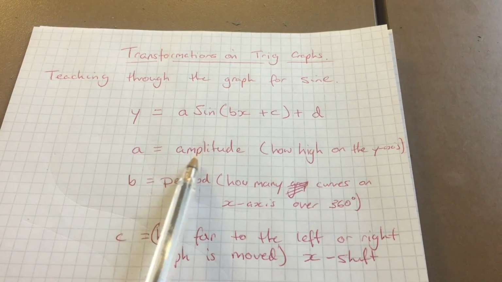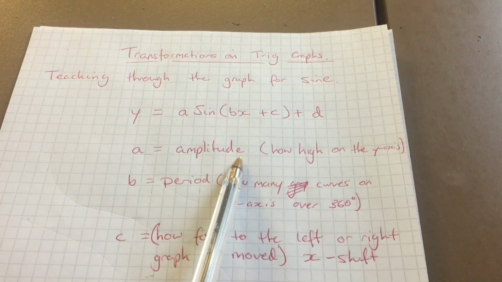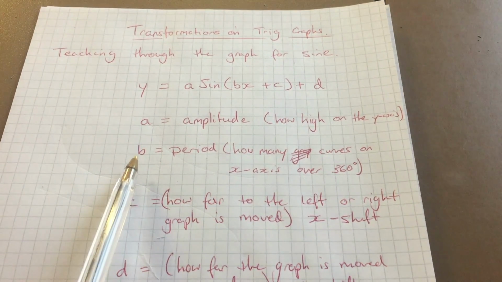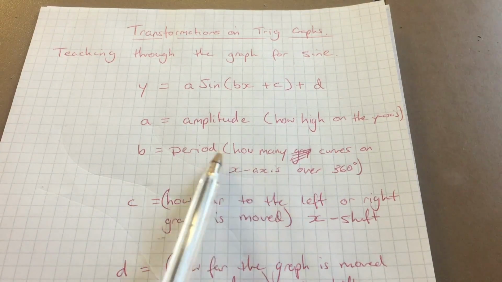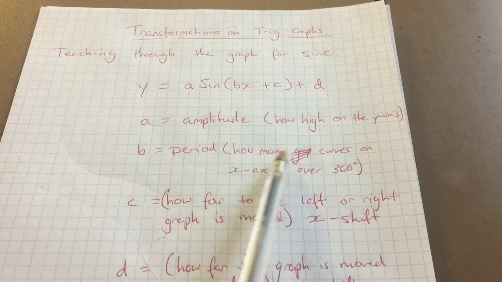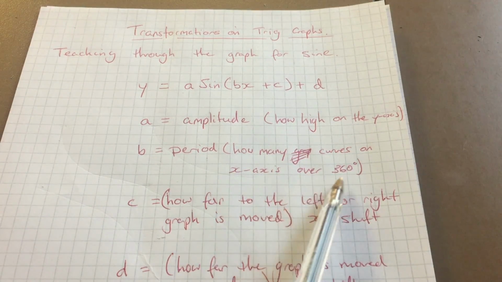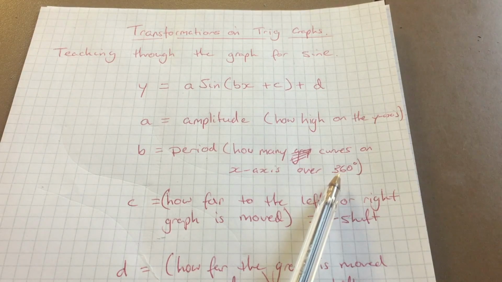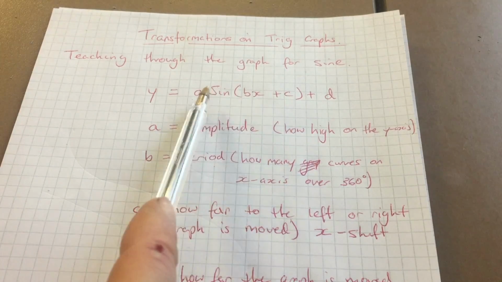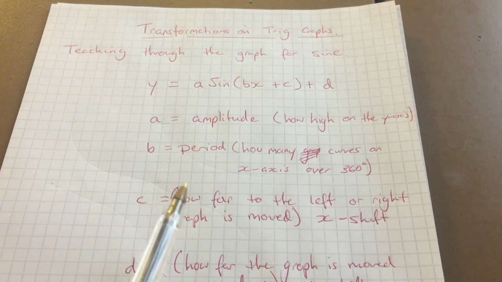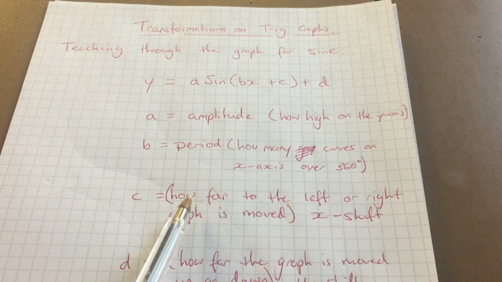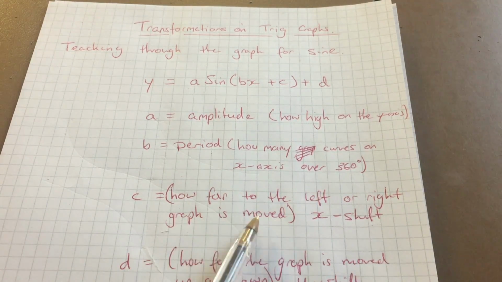The A relates to the amplitude of our curve, so how high on the y-axis the curve reaches. The B tells us the period, or helps us work out the period of the curve, how many curves are on the x-axis over 360 degrees, more specifically. And then C, which is inside the bracket with the x term, is affecting the x shift, or an x transformation, and it tells us how far to the left or right the graph is moved.